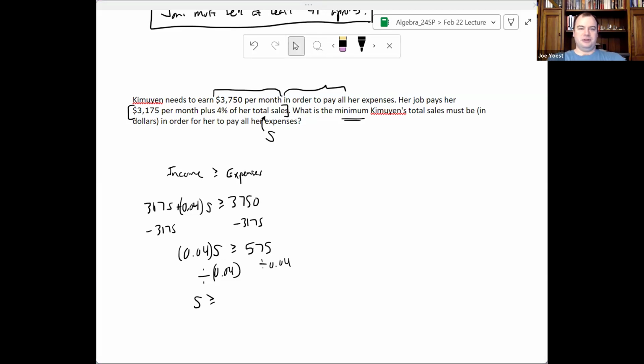I just divide 575 by 0.04 on my calculator, and I get 14,375. Let's check our units and make sure all of this makes sense. So 3,175 is in dollars. 3,750 is in dollars. 0.04 is unitless. It's just a percent of the total sales. So sales should be in dollars to make all this work out, and I see indeed that sales is in dollars. That's what we would expect.